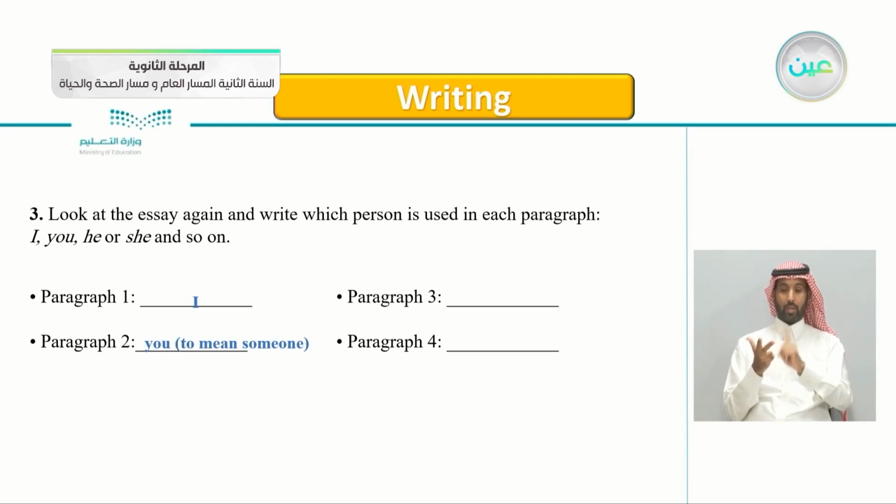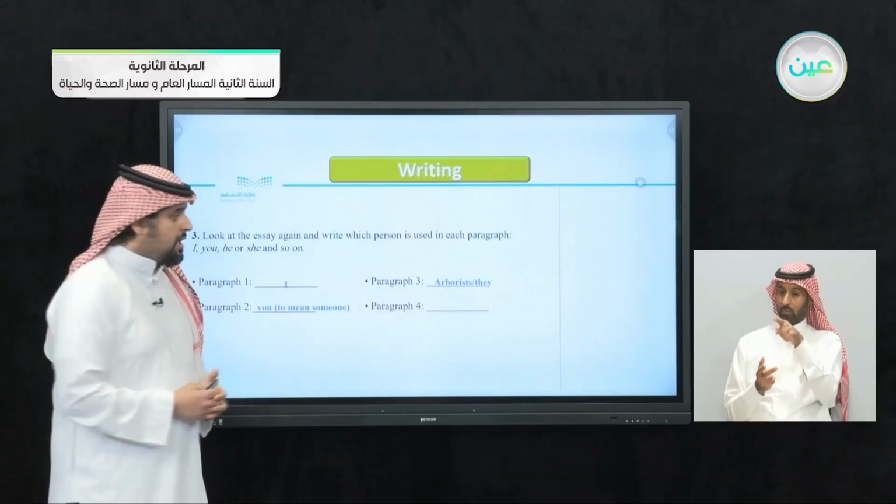Number 3, paragraph 3. You can check the article and read the paragraphs before you answer. Again, paragraph 3. Which person is used here? Okay, let's answer number 3. Arborist, they. He used they referring to the arborist.